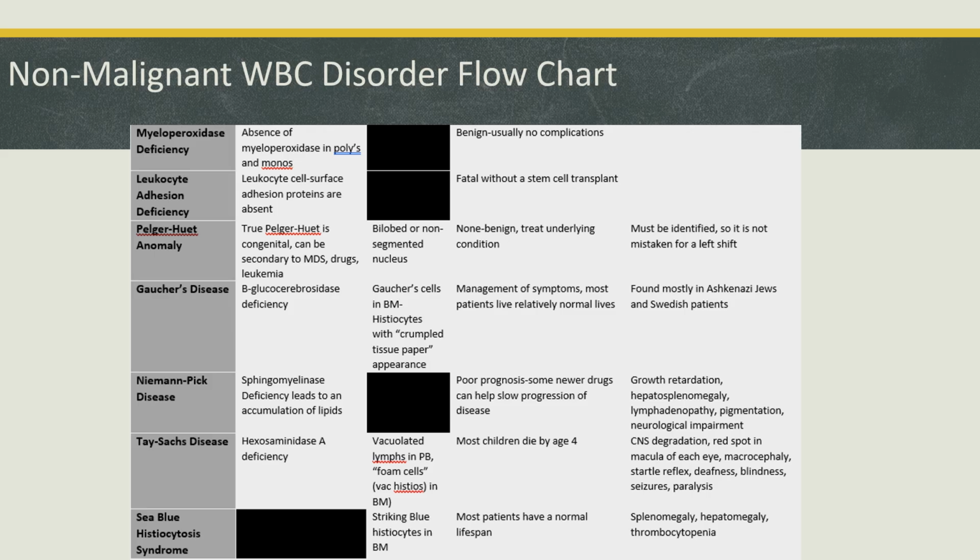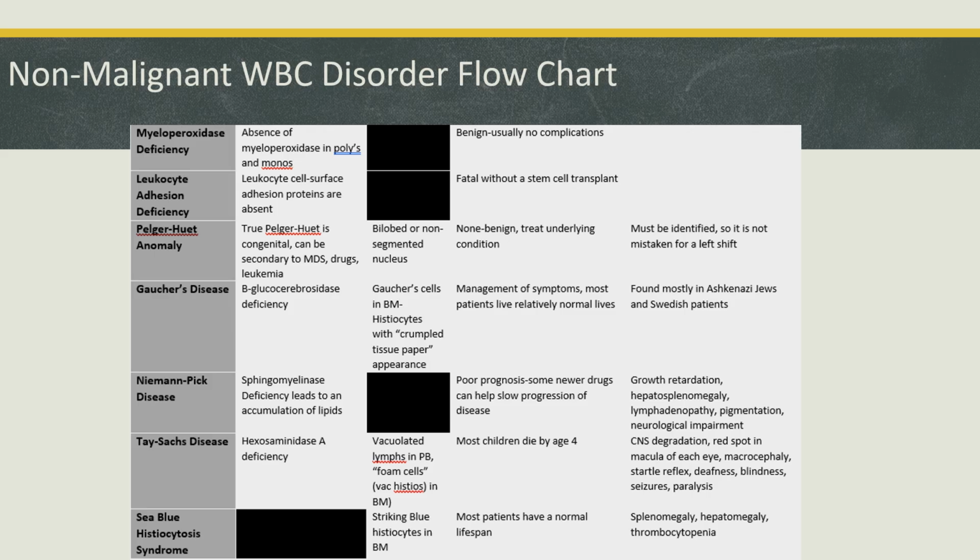Next, we have leukocyte adhesion deficiency. Leukocyte cell surface adhesion proteins are completely absent, and unfortunately for people who suffer with this disease, it is fatal without a stem cell transplant. And that is because, again, without those cell surface adhesion proteins, you can't get to where you're going because you cannot leave the circulation, because you cannot attach to that endothelial lining, and then you cannot move to the site of infection and you won't be able to release your granules. So nothing's really working for those white blood cells that have that defect.